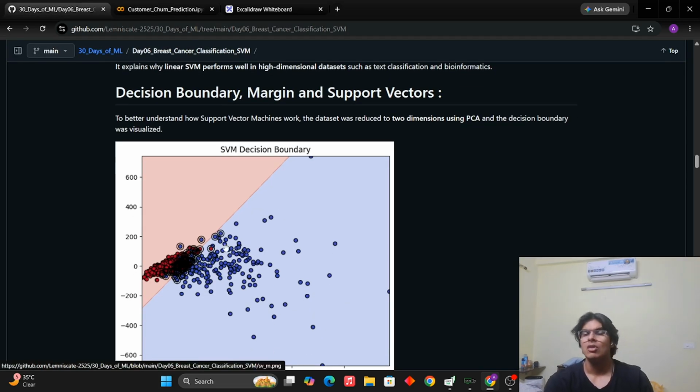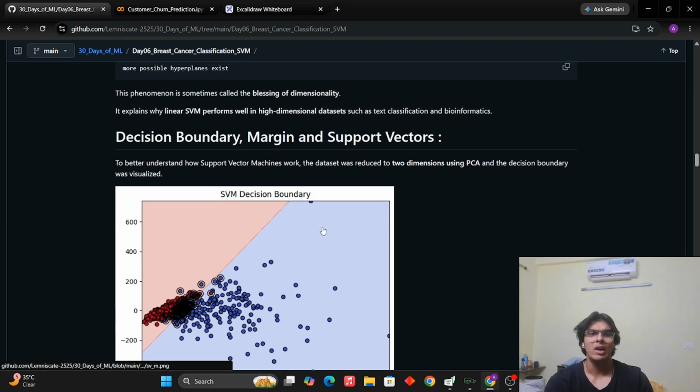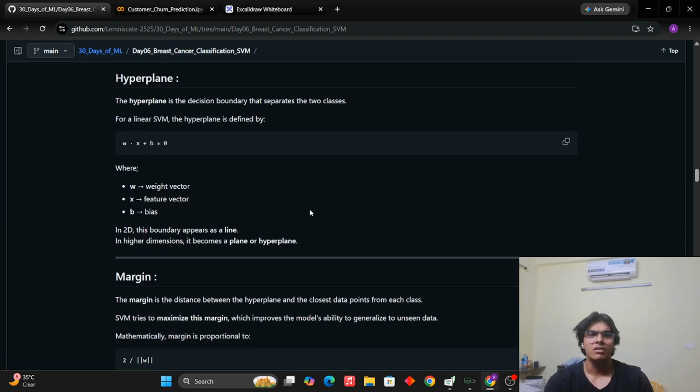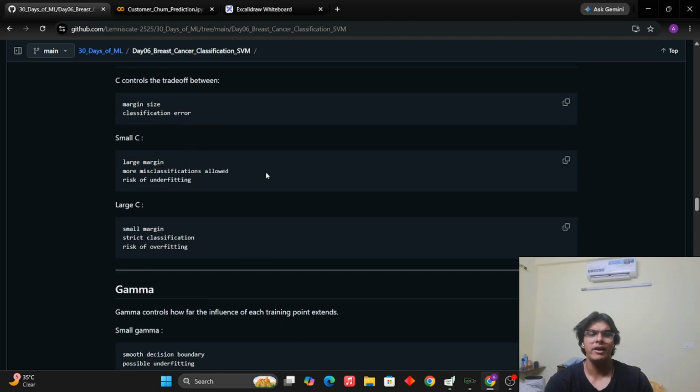We did a small visualization in order to see how the boundary between the two data points is made. So you can see this as well. This is the equation of the hyperplane. This is all old stuff. Let me move forward. You can read this as well.